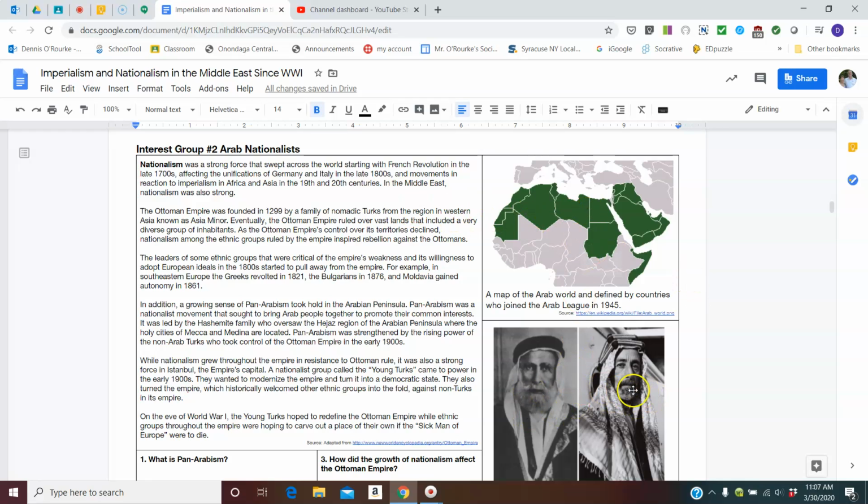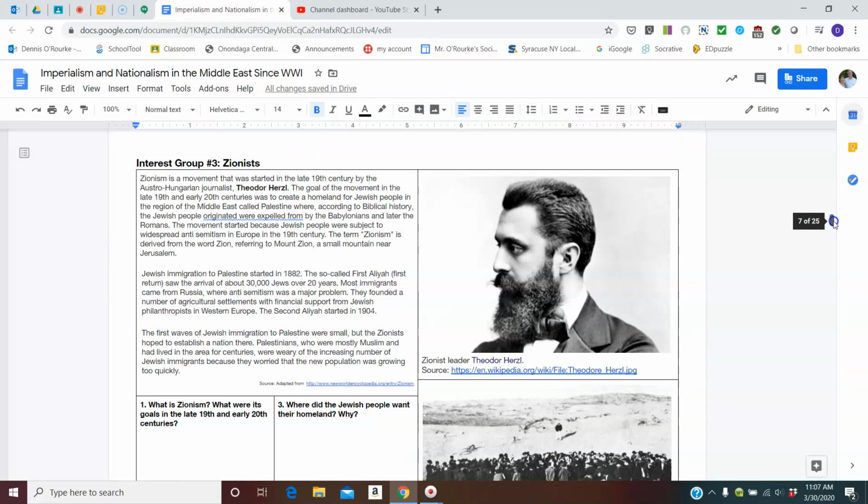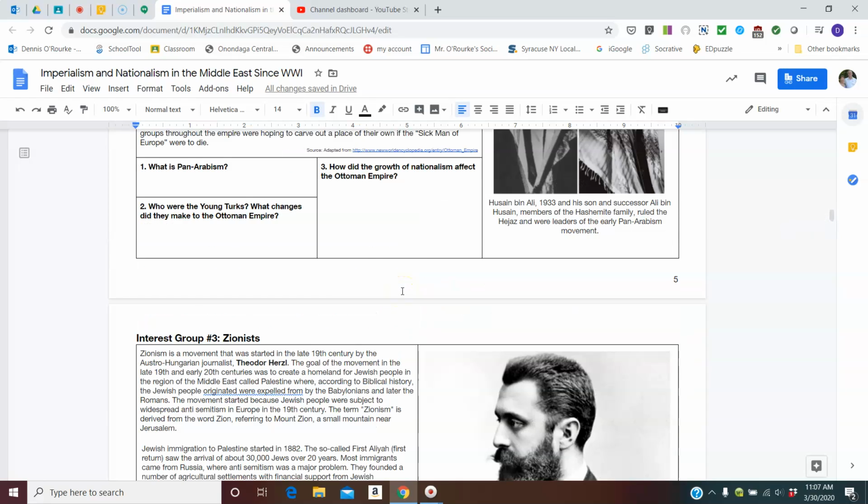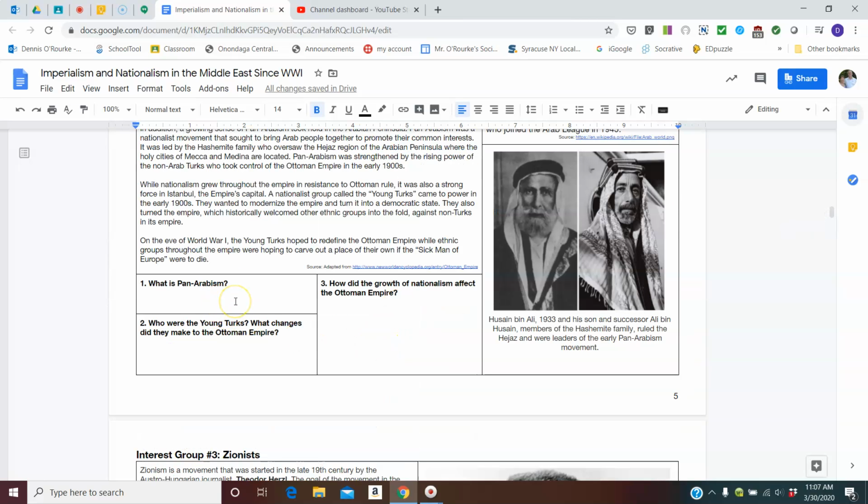You see the Sharifs of Mecca over here on the bottom right, and then a little bit of an explanation about what the Arab nationalists want. It explains the idea of pan-Arabism, which was really the idea that you would have one big country of Arabs in this territory. That has not happened. The Young Turks you've already met in the Turkey document, so you should be able to answer that.